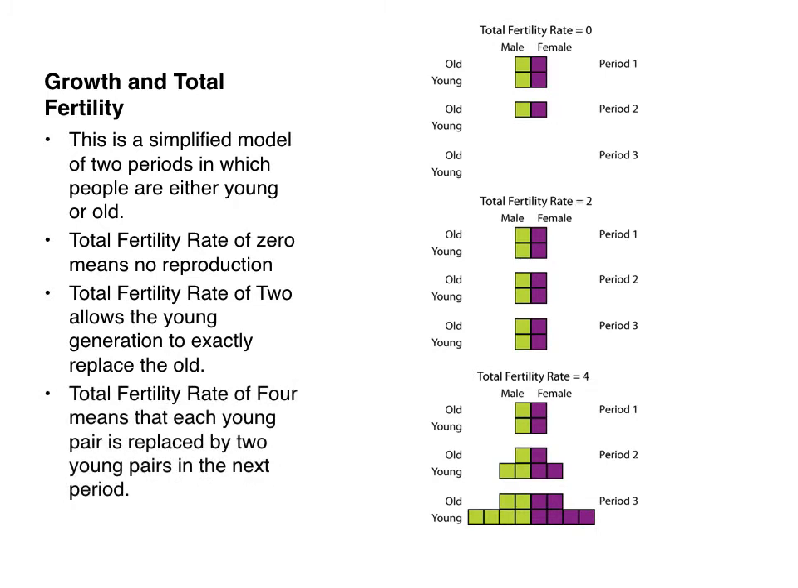Finally, a total fertility rate of 4 means that each young pair is replaced by 2 young pairs in the next period. So in period 1 to period 2, the young pair in period 1 replaces itself by 2 young pairs, and then those young pairs beget another group of another 2. So the population kind of goes up by a factor of 2, 4, 8, by a factor of 2 each time. So there is a definite increase in the population when you have a total fertility rate of 4. So that fertility rate really does matter.